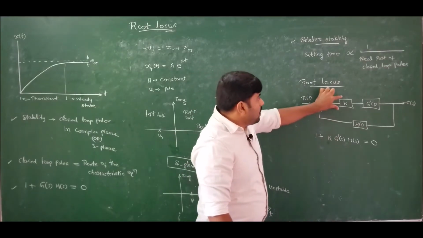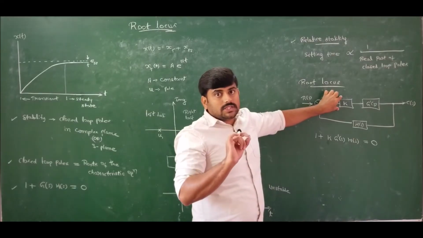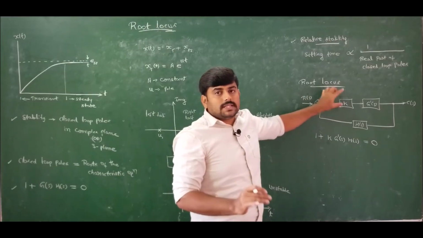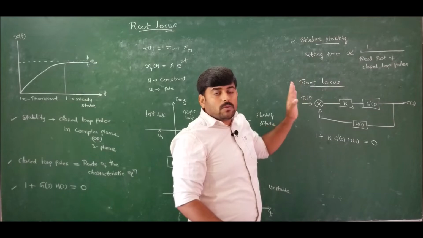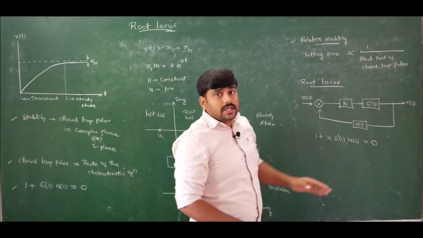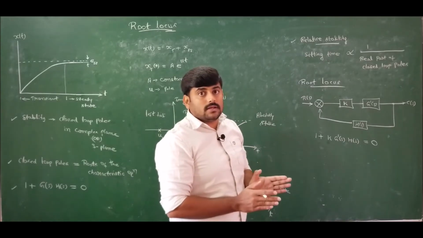What is k? K is a variable parameter. I am varying a parameter in a control system, and I am studying how the system is responding to that variation, whether it is becoming unstable or it is becoming stable. This can be analyzed by plotting root locus. So therefore, I am interested to study how the poles, closed loop poles, move in the S plane.